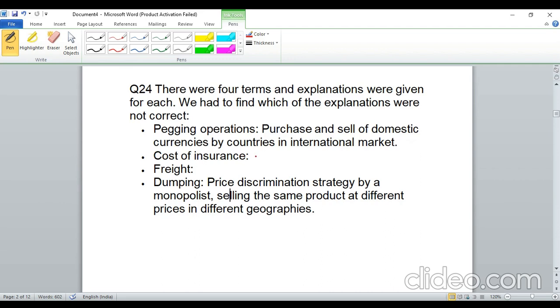Cost of insurance, I'm not able to remember what explanation was given, and same for freight. Dumping, I remember it was written that it is a price discrimination strategy by a monopolist, selling the same product at different prices in different geographies. So this statement was correct. And if I remember the options correctly, there were two options in which dumping was not mentioned, so those we could easily eliminate. For the rest two, I'm not able to remember the exact definitions given. But certainly, you can get a fair idea of what the question asked.